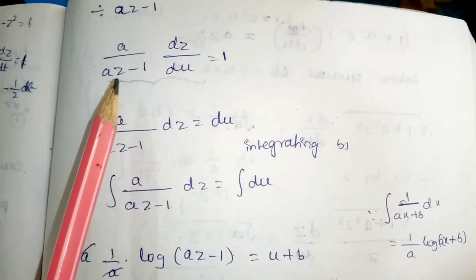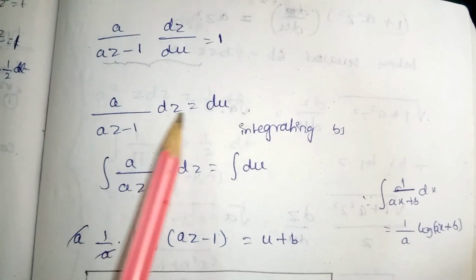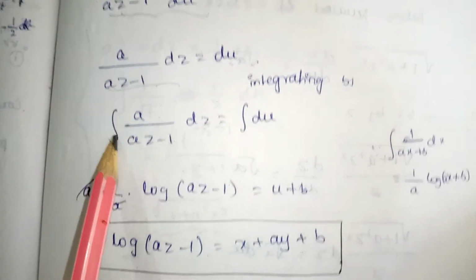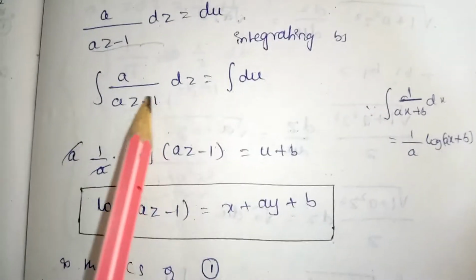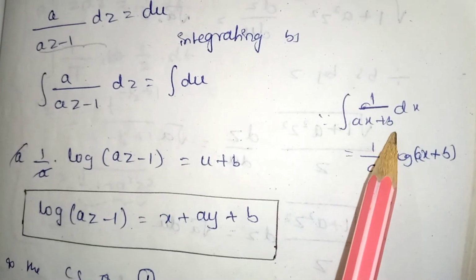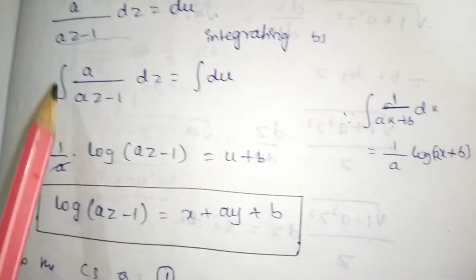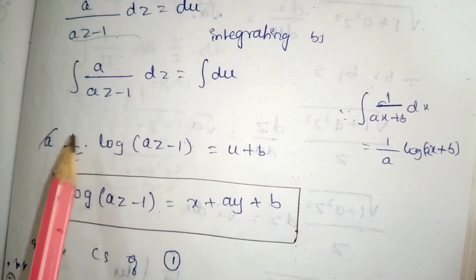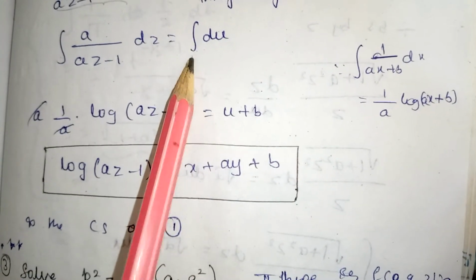This equation can be solved by the variable separable method. That is, a divided by az minus 1 into dz is equal to du. You have to convert it to variable separable form. Then integrate the equation. That is, integration of a divided by az minus 1 into dz is equal to integration of du. You know the standard form: integration of 1 divided by ax plus b dx is equal to 1 by a log of ax plus b. Here a is a constant, take it outside. That is integration of 1 divided by az minus 1 dz. By using this formula, it can be written as 1 by a into log of az minus 1 is equal to integration of du, which is u.